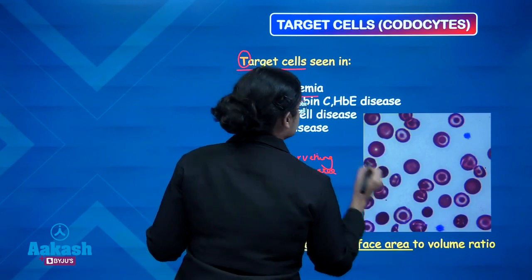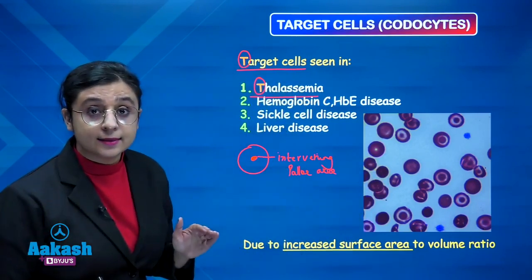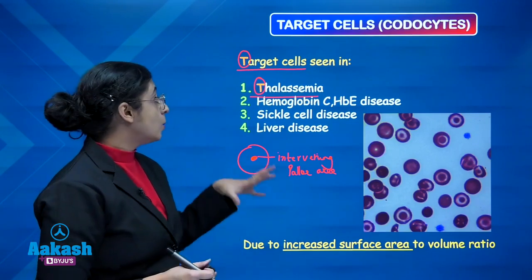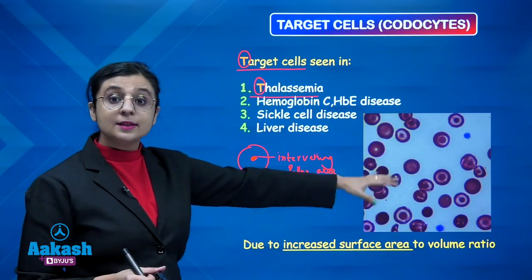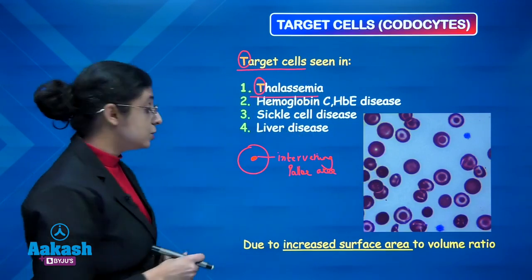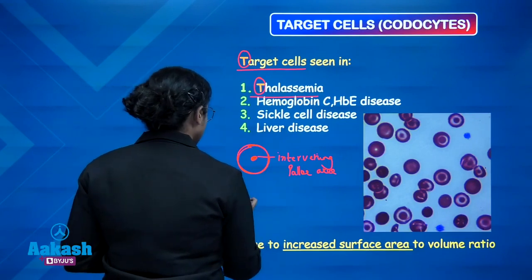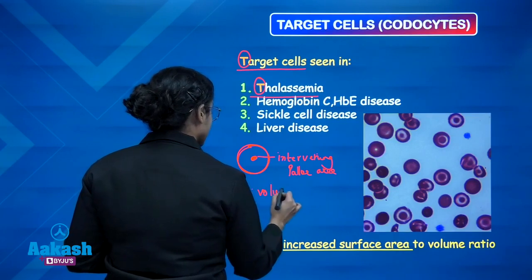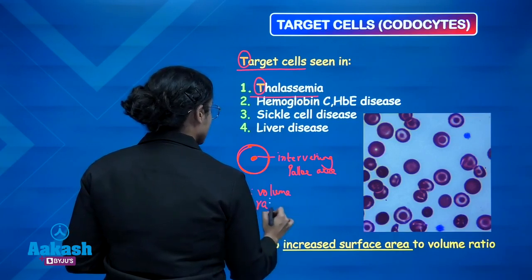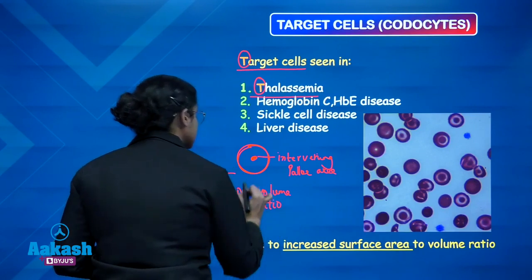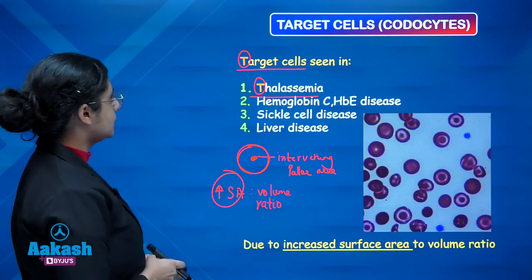So these are the target cells found in thalassemia. Next, they ask you students, what is the cause of this target appearance? It is due to increased membrane deposition on the periphery. So can I say increased membrane deposition or increased surface area to volume ratio? This is a commonly asked question. It is due to increased surface area to volume ratio.